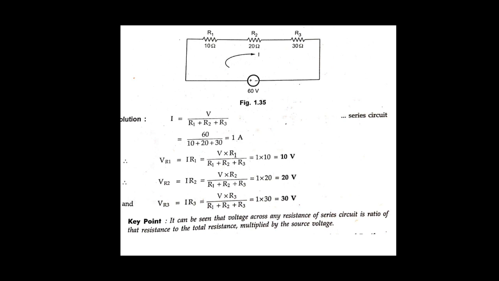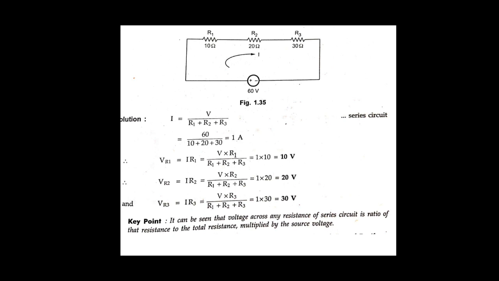We know the value of I and the value of R2. So 1 into 20 is 20 volts. And similarly, you can find out the voltage across resistance R3, that is I into R3. We know the value of I is 1, into the value of R3, which is 30. So you can just cross multiply and verify it.